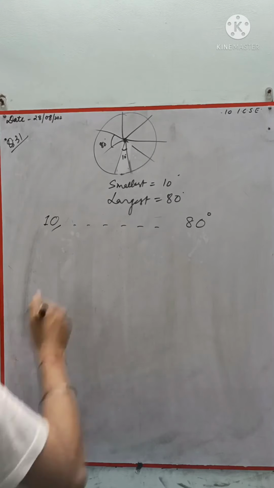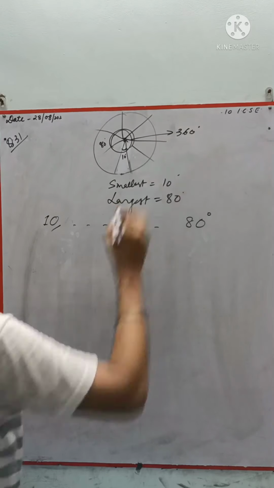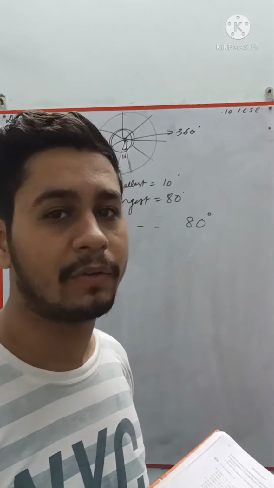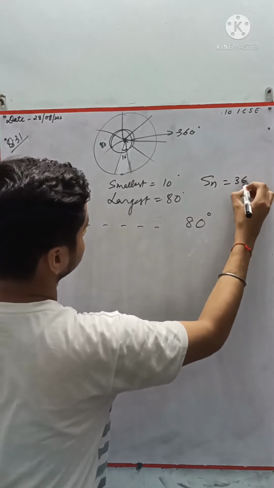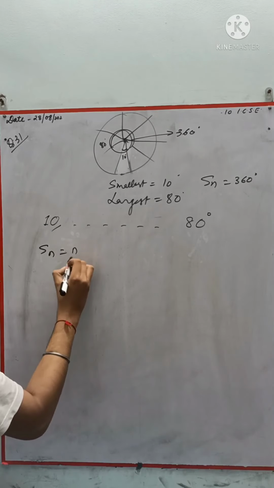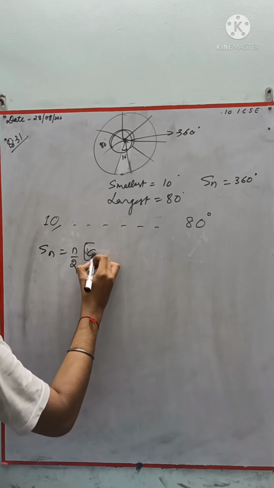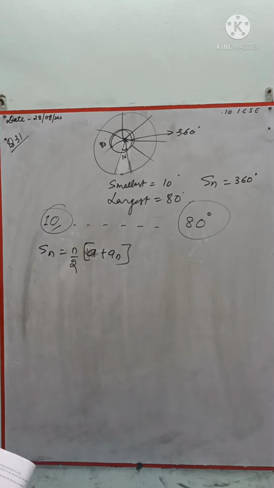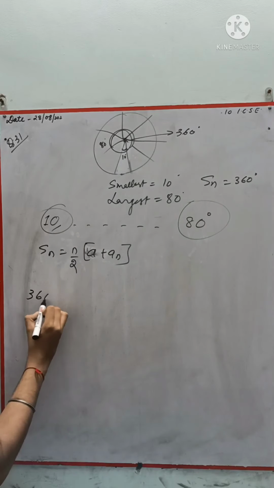But we know one thing, that the sum of the angles of all these sectors is 360 degree. That is the very important thing which we have to think critically about. So Sn is 360 degree, because the sum of all the angles is 360 degree. Sn is equal to n upon 2 bracket a plus an. I am going to use a plus an because I have the first term and the last term, so there is no need of using the 2a plus n minus 1 into d formula. In place of Sn, we can easily put 360.